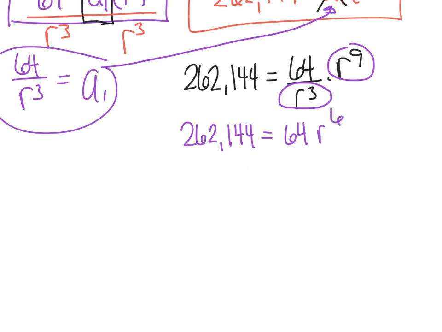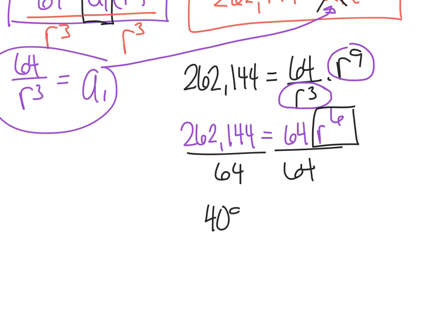And then my goal is to solve for r. So remember, just like in any algebra equation, you want to isolate that. So I'm going to divide both sides by 64. And I'm going to grab my calculator real quick to do that. And I've got 4096 equals r to the 6th. And then to get rid of a 6th power, I'm going to take the 6th root. So again, my calculator is going to do that for me. I'm going to hit that math button, arrow down to number 5, which is any root, and type that in, and I get a ratio of 4.